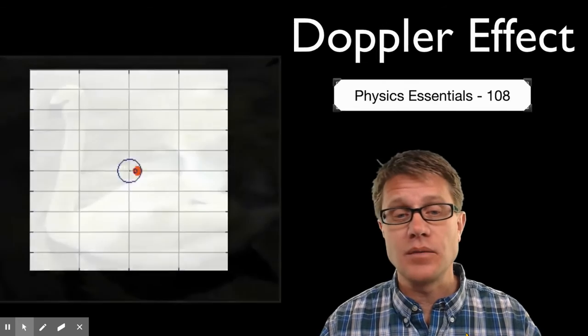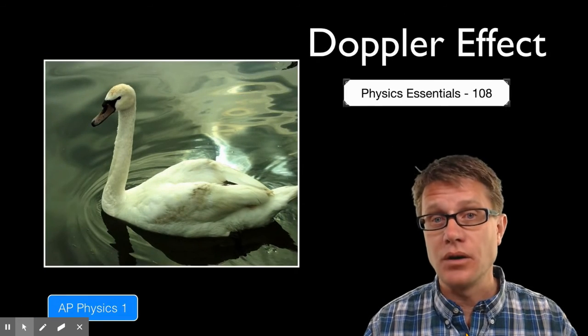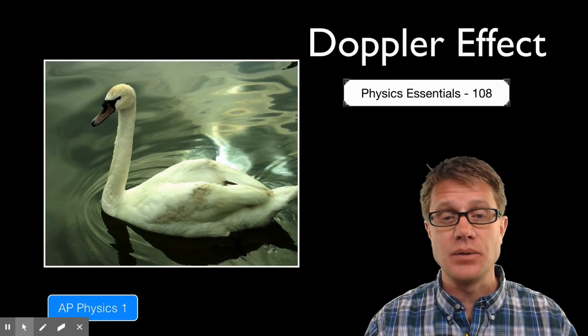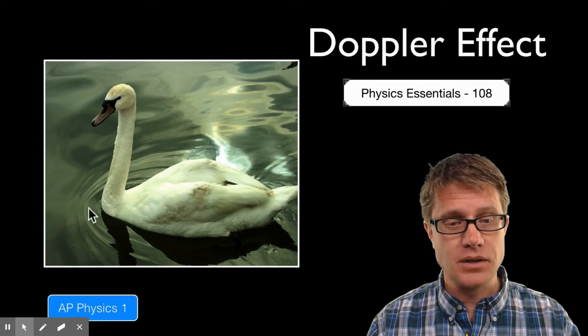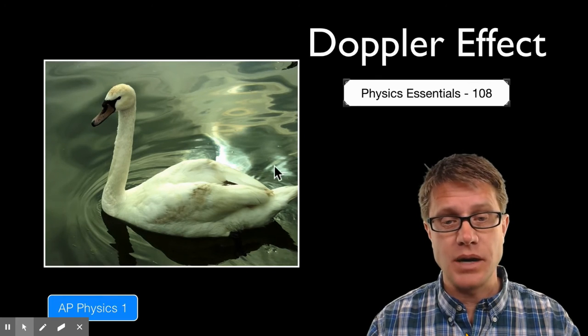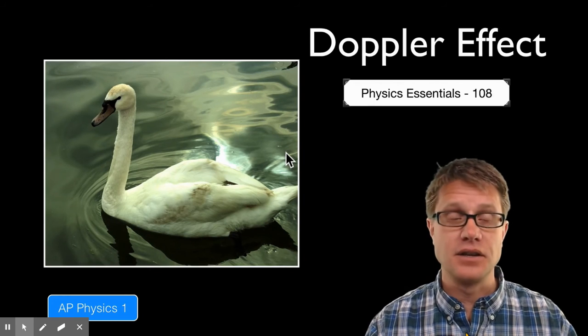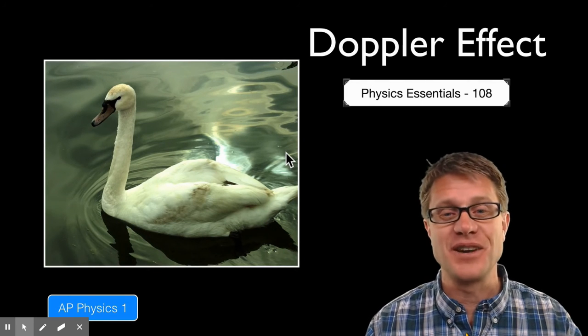You could see the same thing in water waves. The swan, we know, is swimming from right to left. It's swimming to the left. How do we know that? Well, it's generating water waves, and the ones in front of it, you can see, are getting bunched up, and the ones behind it are actually spreading out. So that tells us it's moving to the left. It also has its beak pointed in that direction as well.